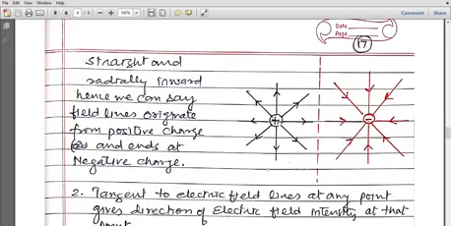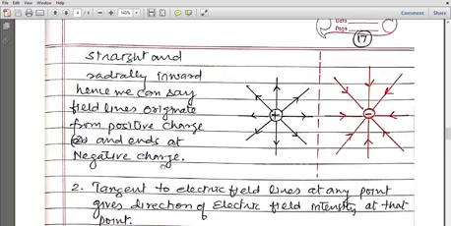You can see this is the positive charge and field lines are moving along the radius and they are moving towards infinity away from the positive charge. But for a negative charge, field lines come from infinity and they terminate at the negative charge. So we can say field lines originate from a positive charge and end at a negative charge. This is the first basic property.